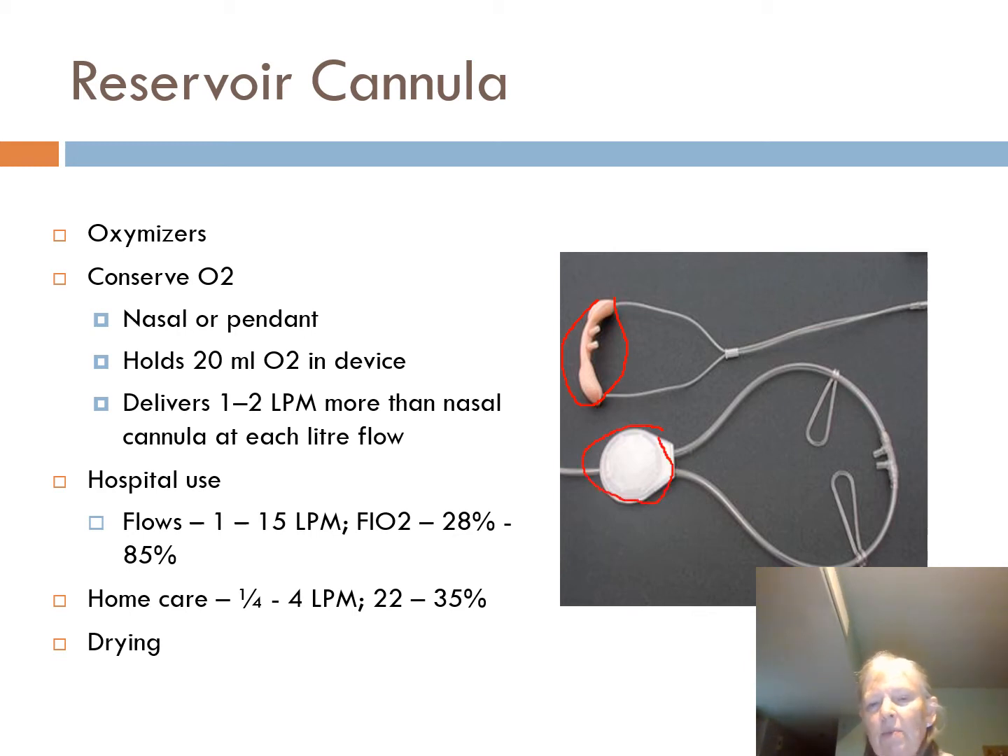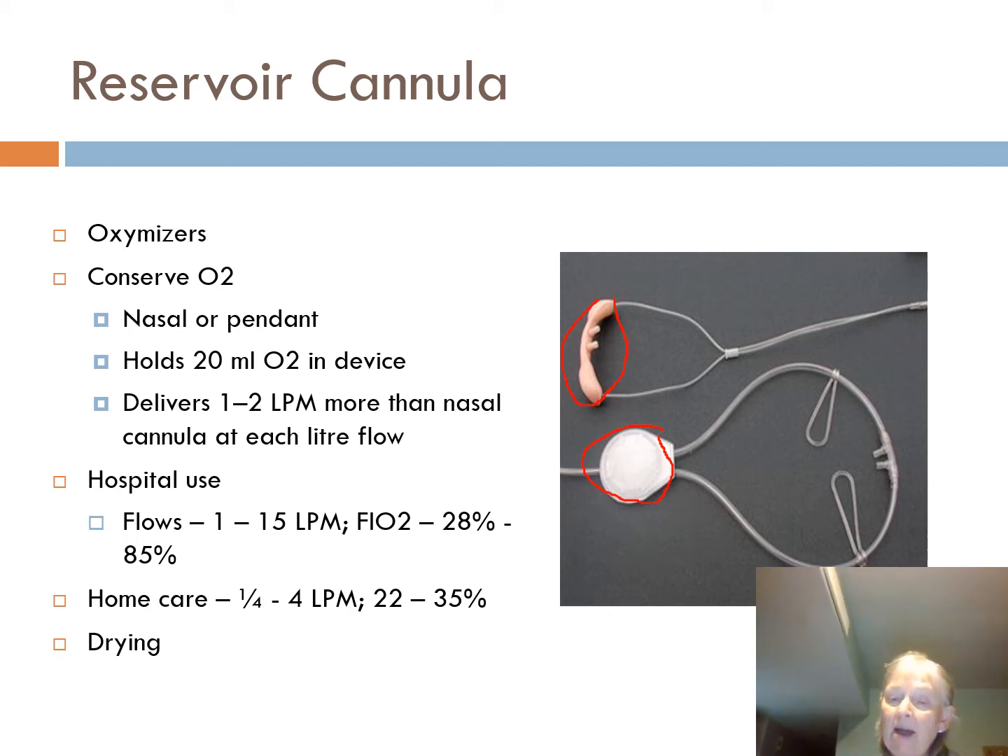What happens when a patient inhales, they take the oxygen out of here. And you can see it's way up here. This is called the pendant. And then when they exhale, then the oxygen comes and fills this back up. Okay, and you can see it holds about 20 mLs more of oxygen. So it's delivering anywhere from 1 to 2 liters per minute more than a nasal cannula does at any of the liter flows.